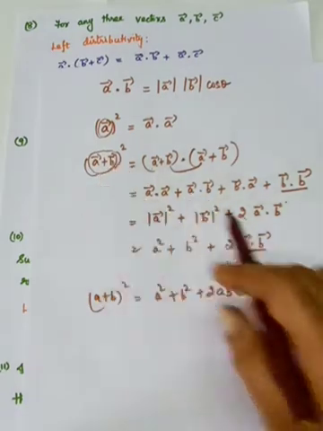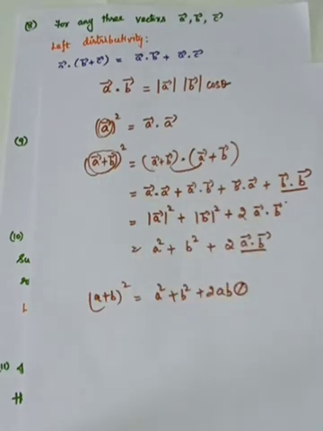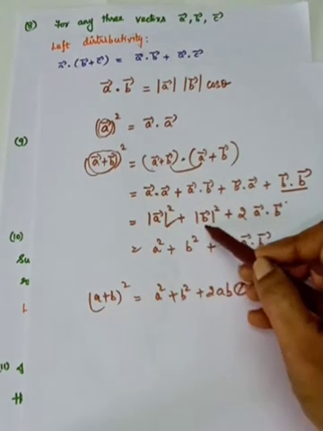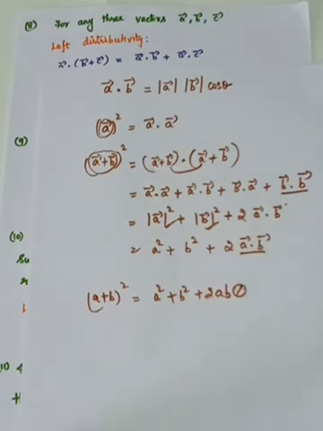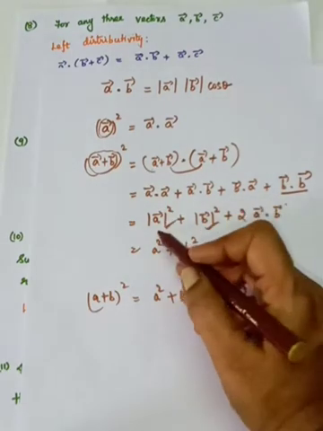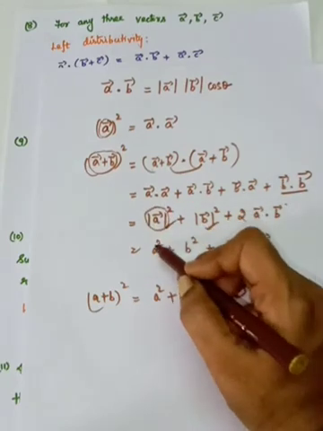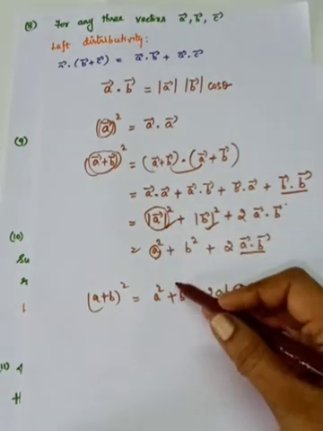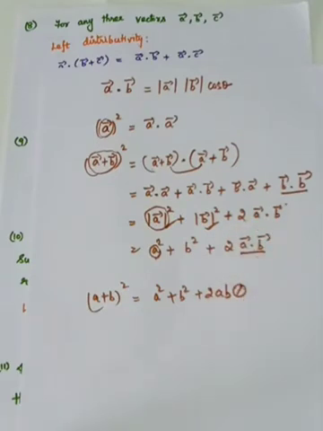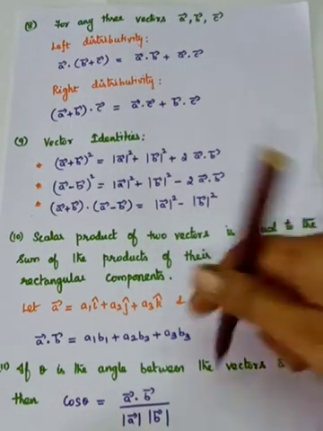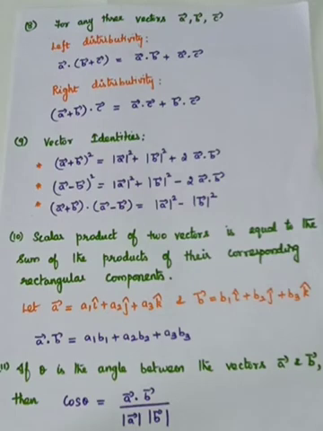But here, in vector identities, if you want to use A vector plus B vector the whole square, it can be written as modulus of A vector the whole square, modulus of B vector the whole square plus 2 into A vector dot B vector. Modulus of A vector is a number. That number we have denoted as A. So that's why it is A squared plus B squared. But while you are writing AB, it is 2 into A vector dot B vector. Similarly, A vector minus B vector the whole square is modulus of A vector the whole square, that is A squared, plus modulus of B vector the whole square minus 2 into A vector dot B vector.